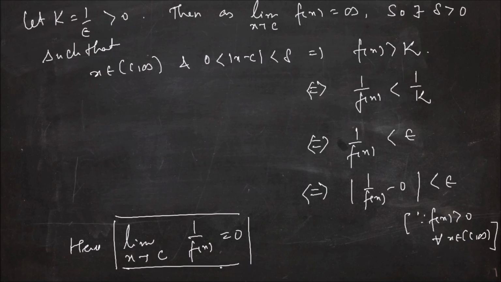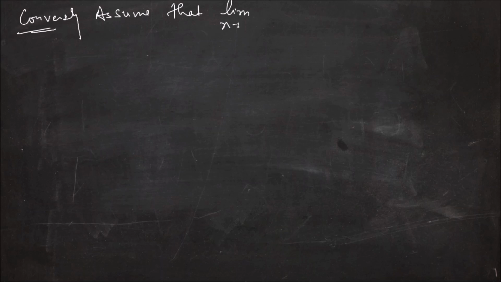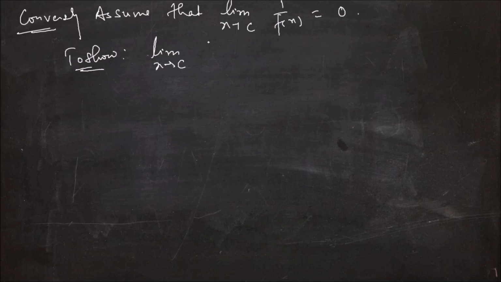Now we will prove the converse part. Conversely, assume that the limit as x tends to c of 1 by f(x) is equal to 0. So to show the limit as x tends to c of f(x) is equal to plus infinity.